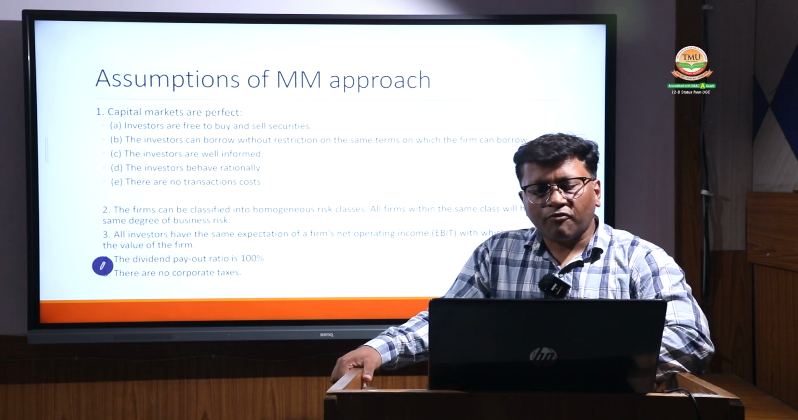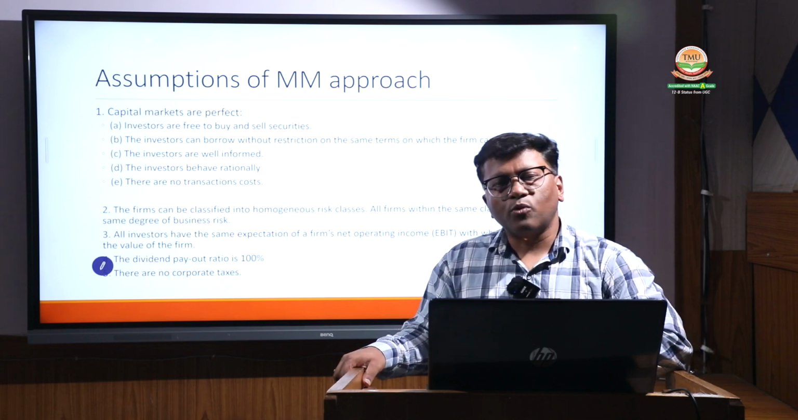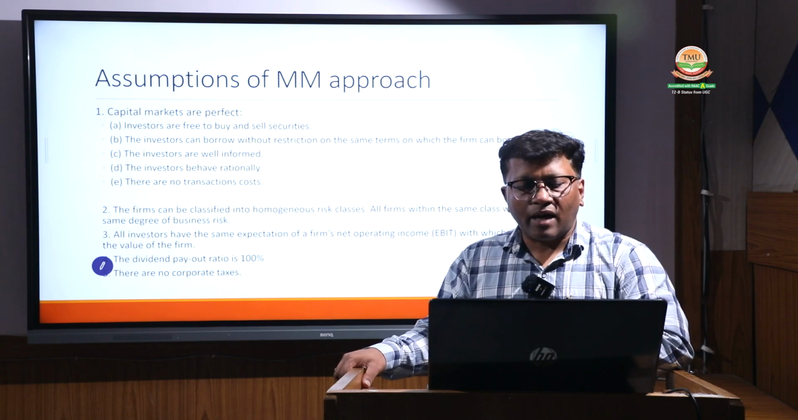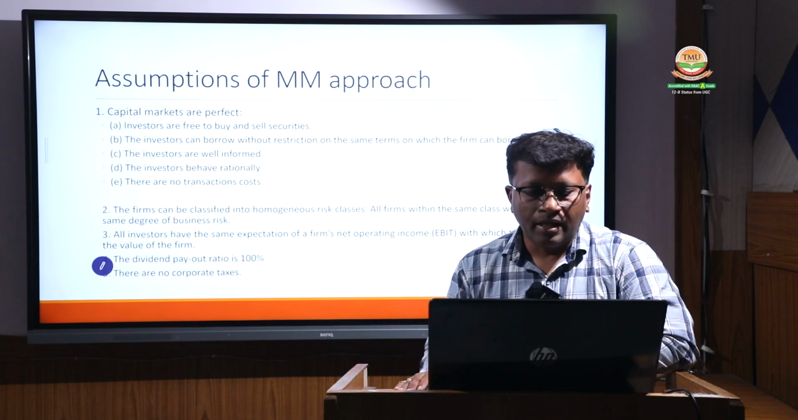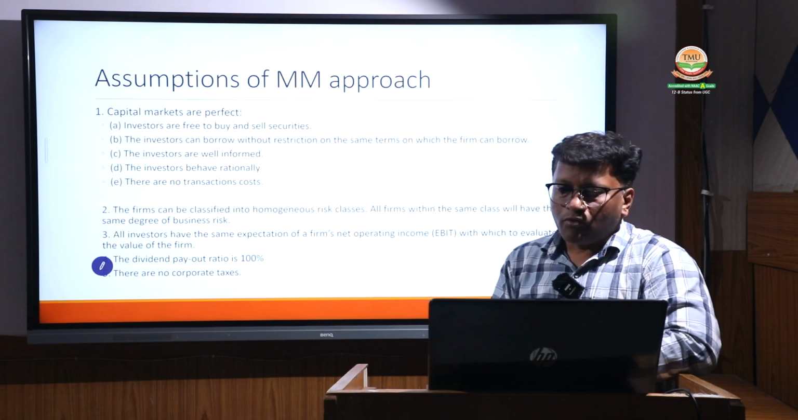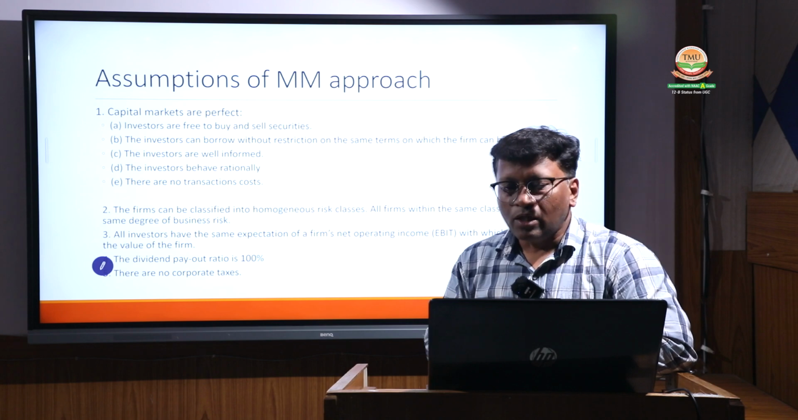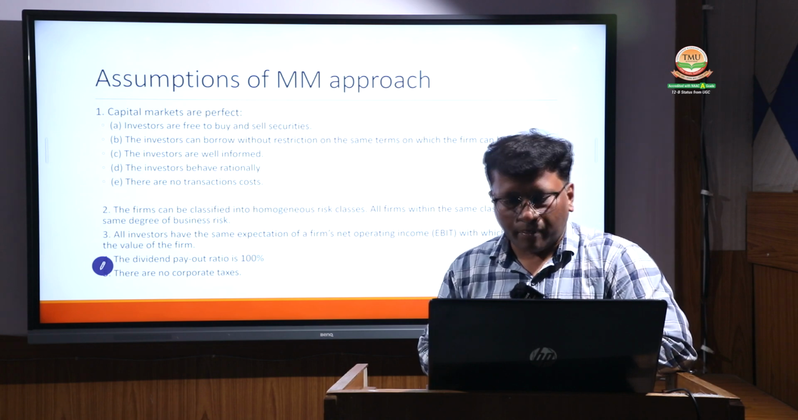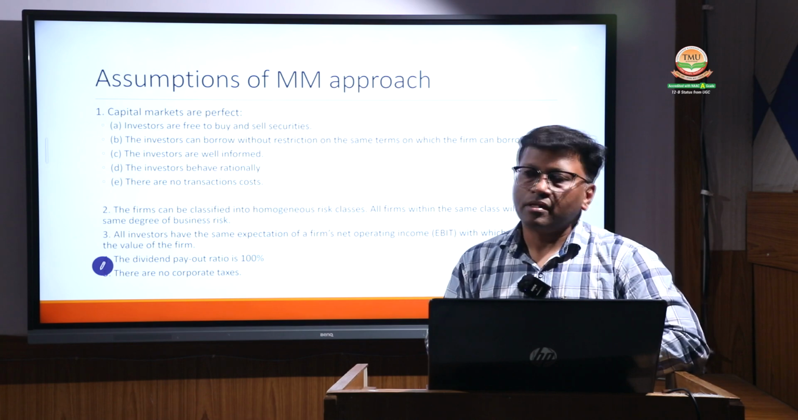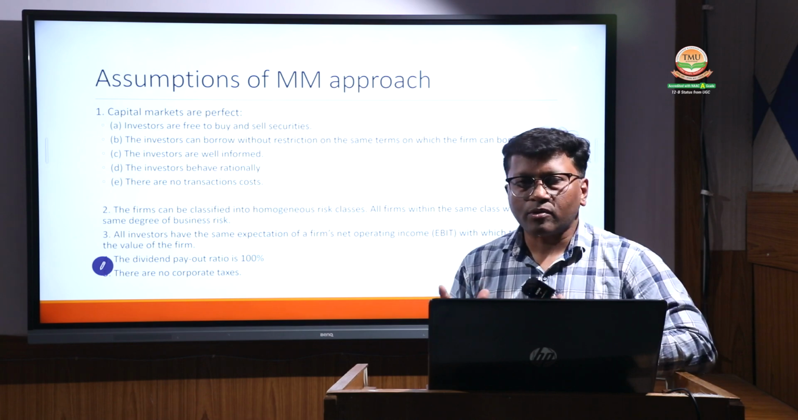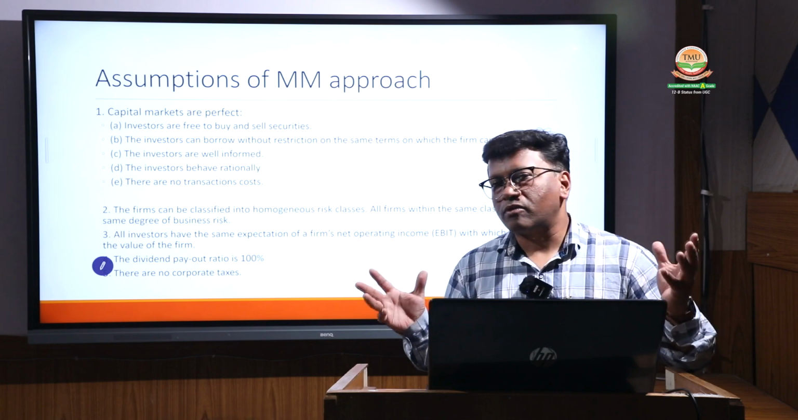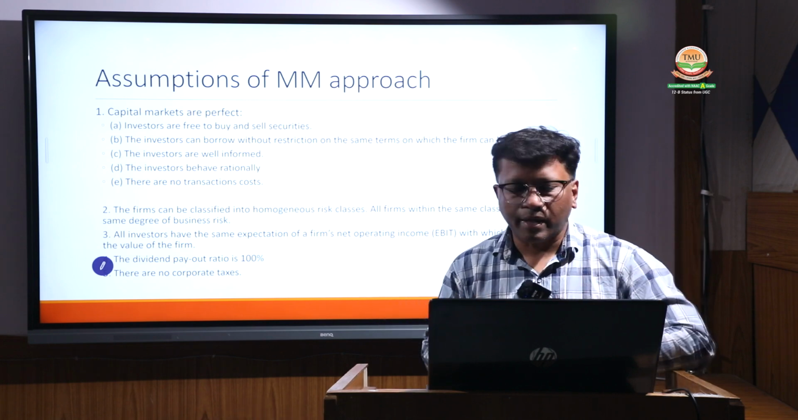And the second is the firms can be classified into homogeneous risk classes. All firms within the same class will have the same degree of business risk. And the third one is that all investors have the same expectations of the firm's net operating income (EBIT) with which to evaluate the value of the firm. The investors will have the same expectations of a firm's EBIT, earnings before interest and tax, and you can easily calculate the value of the firm by considering the EBIT of the firm.